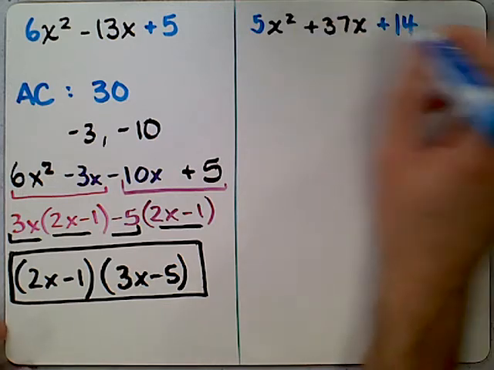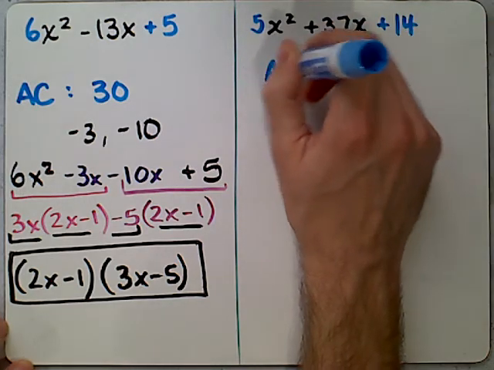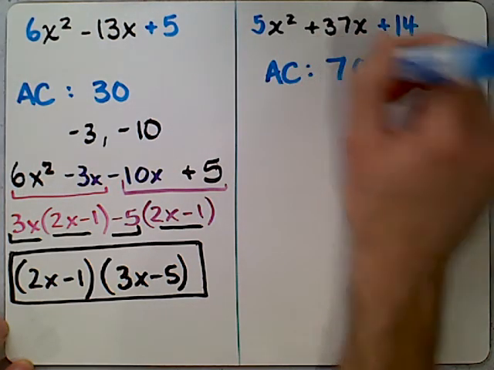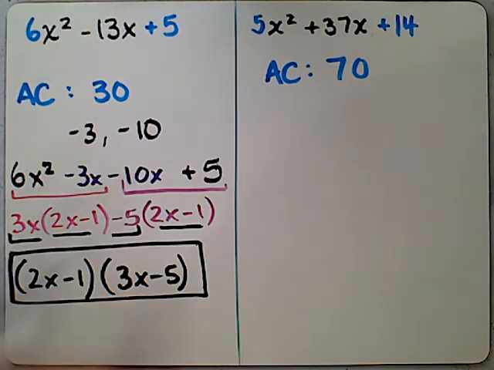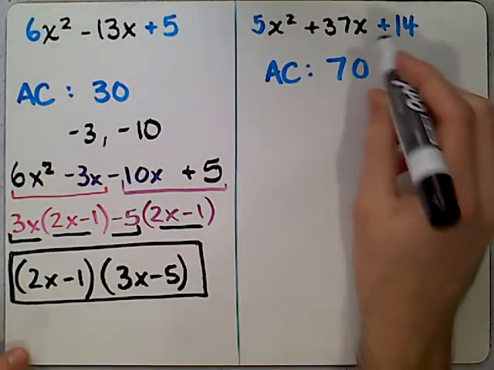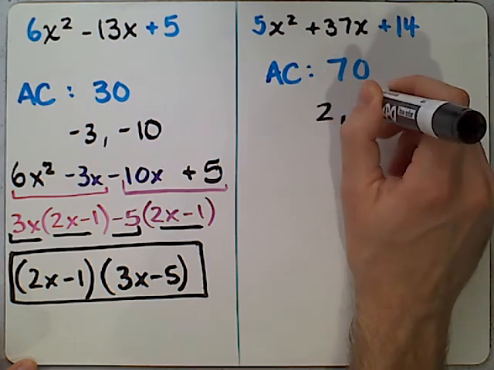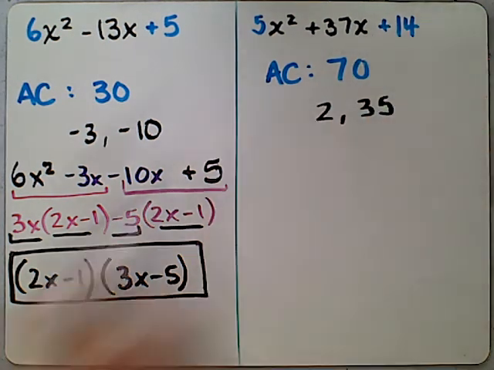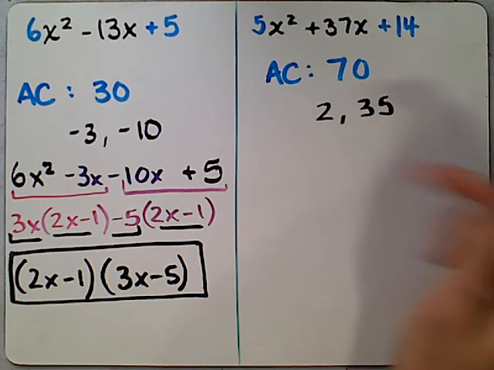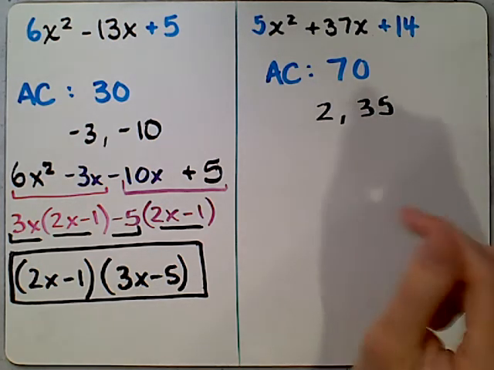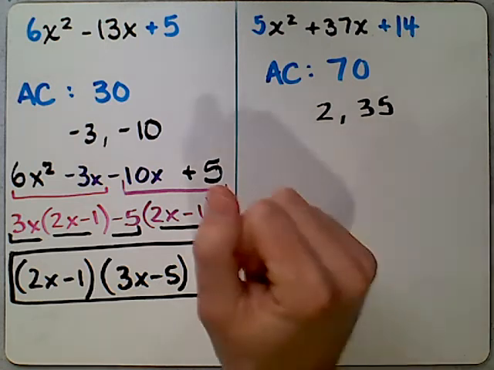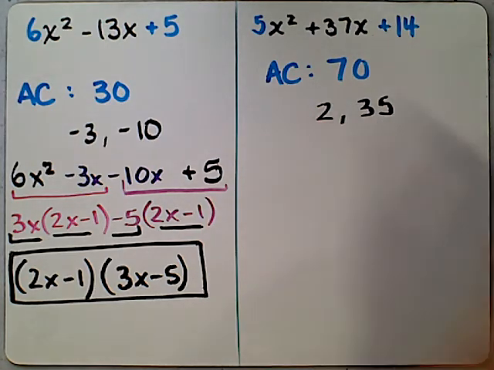Next example is 5 and 14 as the A and the C. Multiplying those together gives us 70. We then want to think of factors of 70 that add up to 37. The two factors of 70 that add up to 37 are positive 2 and positive 35. You might want to make a list here. You can use 1 and 70. You can use 5 and 14. You can use 7 and 10. But this is the only pairing that's going to add up to 37.